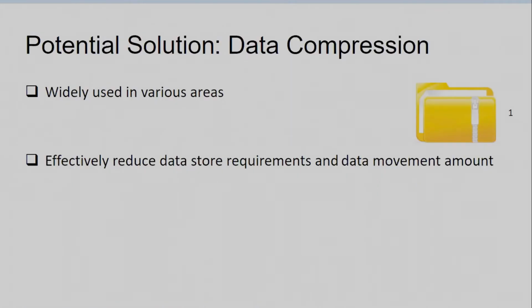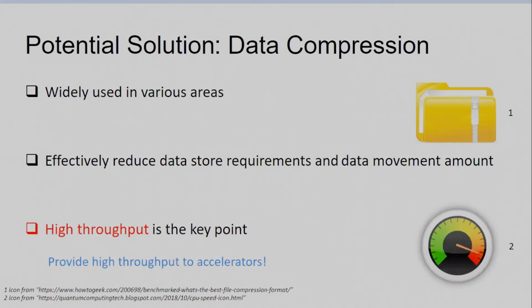One potential solution is data compression. Data compression has been widely used in various areas, and it can effectively reduce data storage requirements and the data movement amount. But high throughput of the data compression is the key point, because it must provide a high throughput to accelerators.